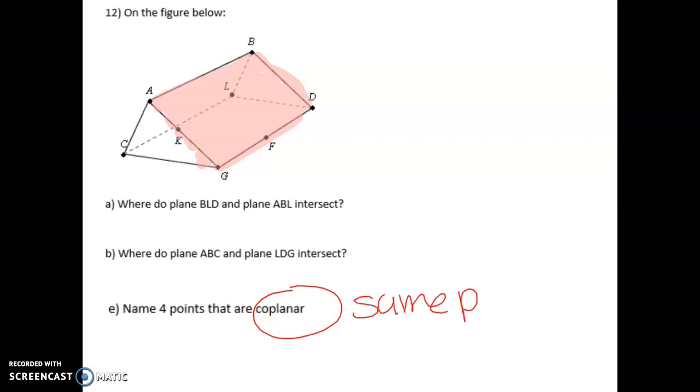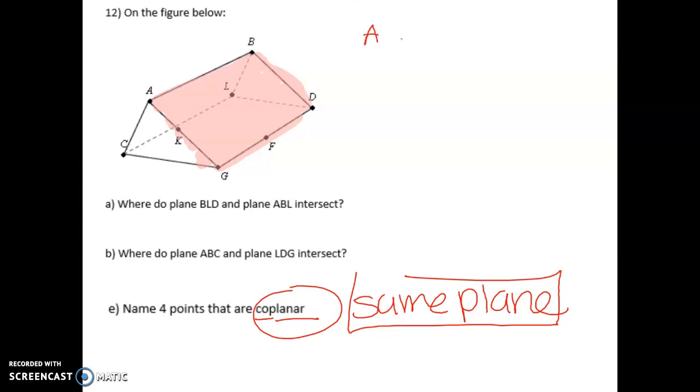Some of you guys got that wrong on your test. I have no idea how. Same plane, coplanar. So if I chose this plane, all I have to do is choose 4 points. I'm going to say point A, point K, point F, and point D. So all of these points are coplanar because they are on the same plane, as you can see here. Let's move on. Let's flip the page over.